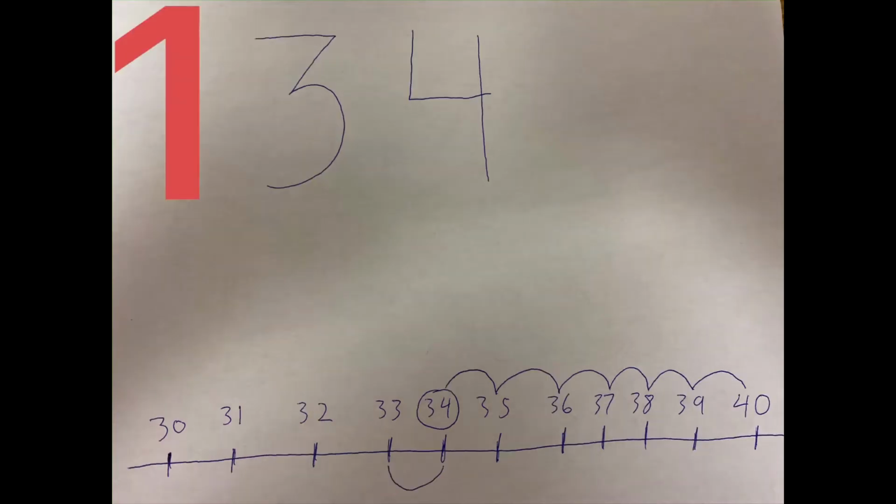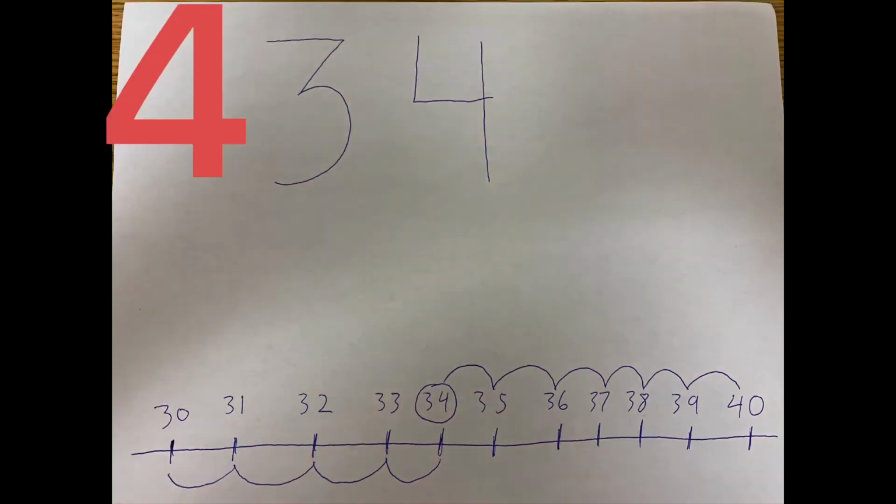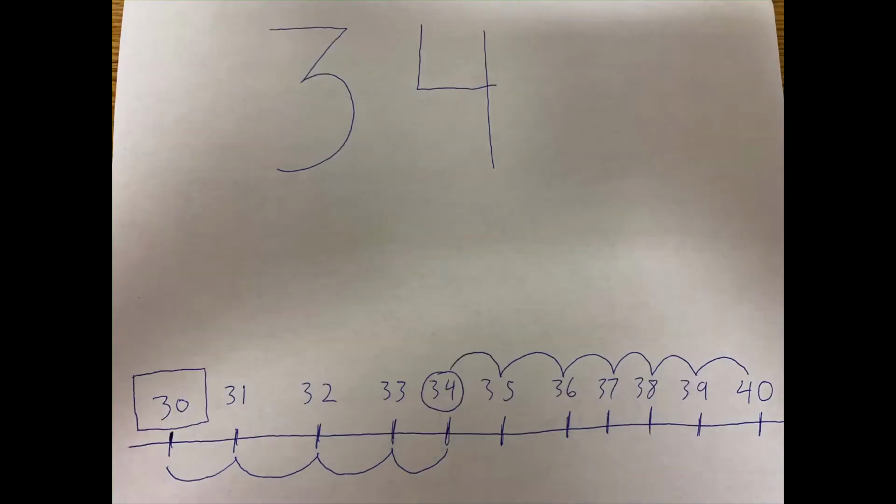Now, let's go back to 34 and count the spaces between 34 and 30. Are you ready? 1, 2, 3, 4. There are 4 spaces between 34 and 30. Therefore, 34 is closer to 30 than it is to 40. When we're rounding 34 to the nearest 10, it's going to be 30.